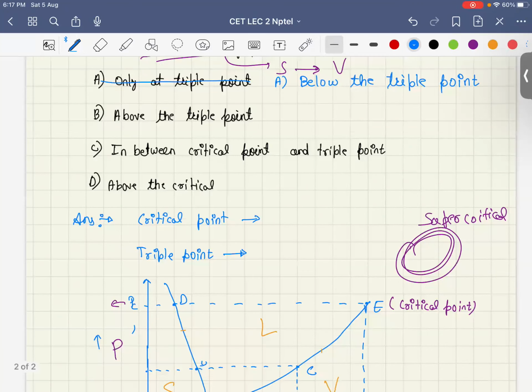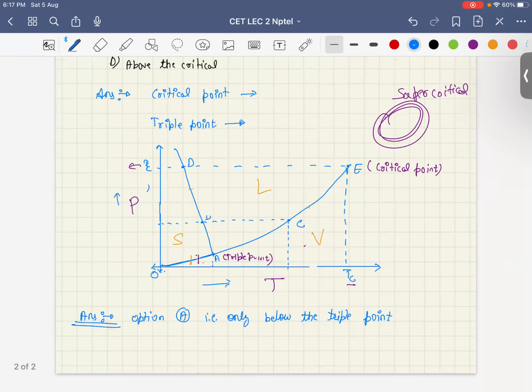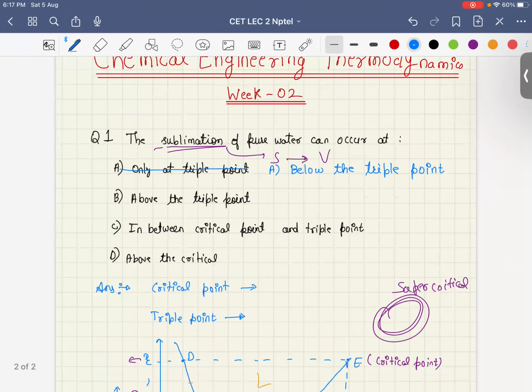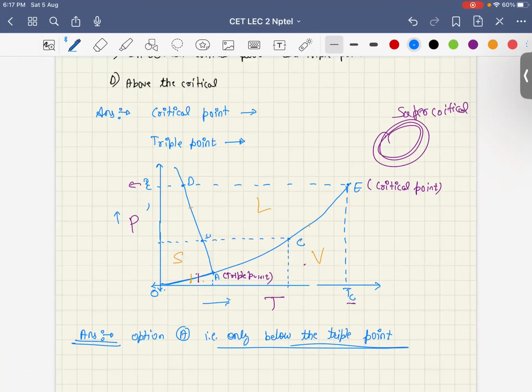Yes, you are correct. It has to be only below. I wrote it like this, but maybe I had a typo in here. Okay. Only below the triple point. Okay. So we'll move on to the next question.